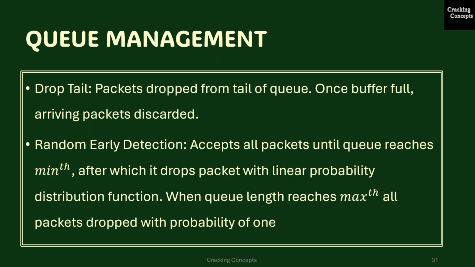In drop tail, packets are dropped from the tail of the queue. Once the buffer gets full, all the arriving packets are discarded. Packets already in the queue are not affected. Then there is RED, or random early detection.